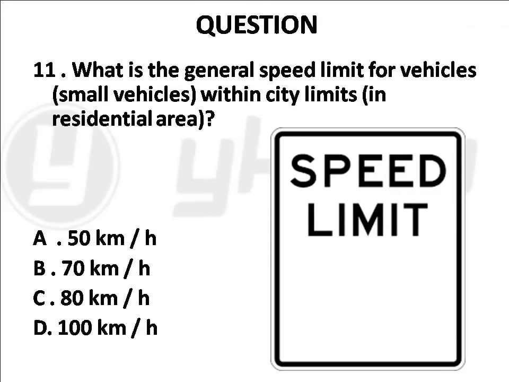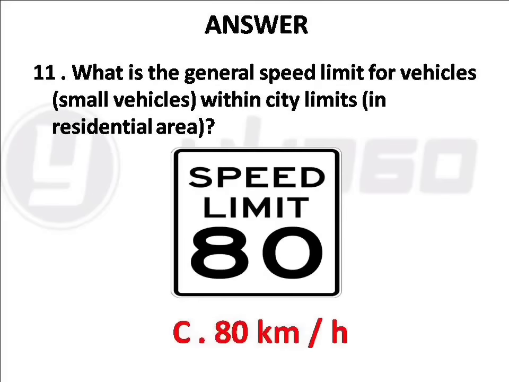Question number 11. What is the general speed limit for vehicles, small vehicles, within city limits, in residential area? The options are A. 50 km per hour, B. 70 km per hour, C. 80 km per hour, D. 100 km per hour. Answer is option C. 80 km per hour.